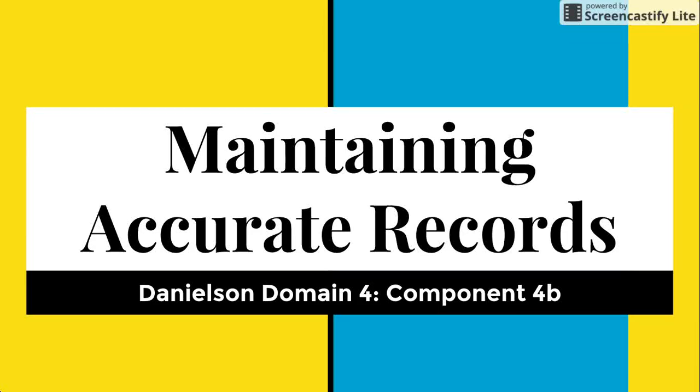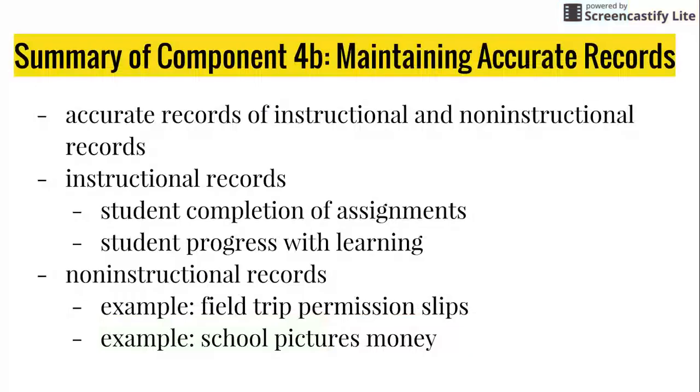Welcome to Module 2, which is about maintaining accurate records, which is part of component 4B of the Danielson Domain 4. I'm just going to give you a quick little summary of the component. Notice it says maintaining accurate records, but that includes instructional and non-instructional. So, of course, the instructional records would include any assignments the students have completed and also student progress with learning.